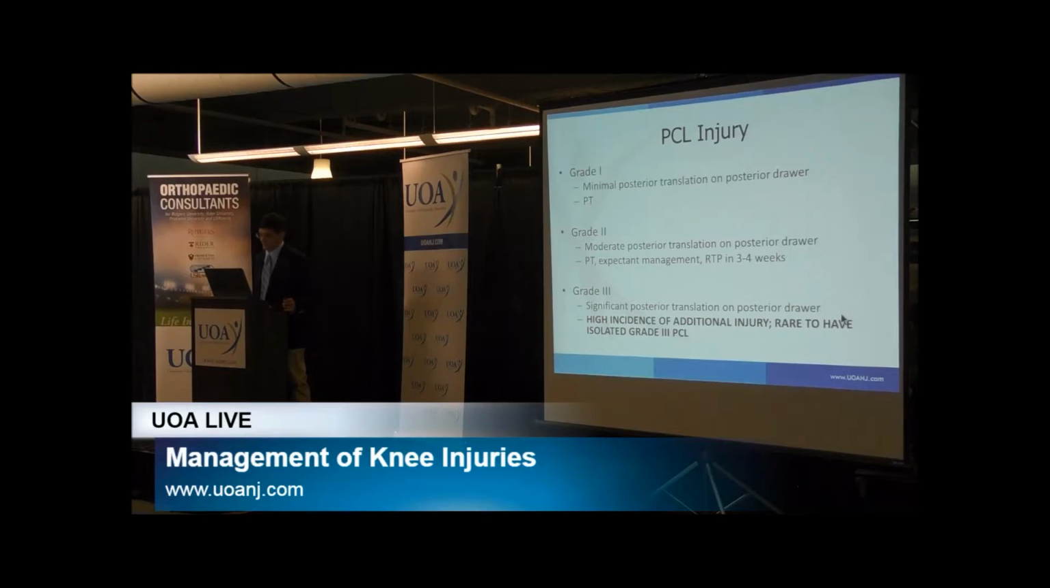Why does this matter? Well, it does matter in terms of how we treat these. That's why we try and have these grading systems. Grade 1s, minimal translation. We rehab them till their pain's gone, their swelling's gone. They can get back on the field pretty quickly. Grade 2s have a more significant injury. It may take a little longer to get them back on the field. But that's also a non-operative injury.